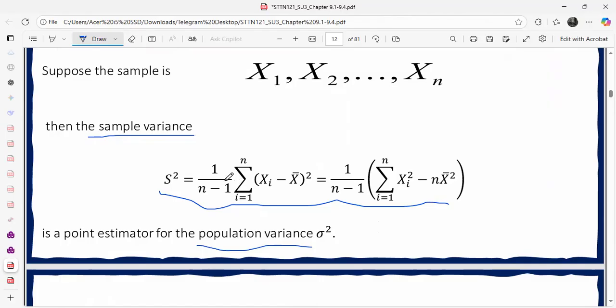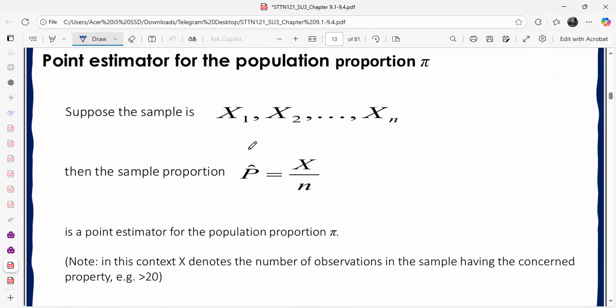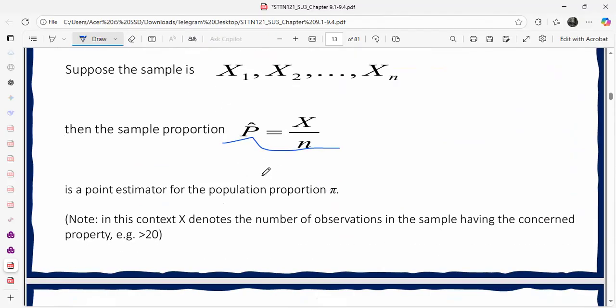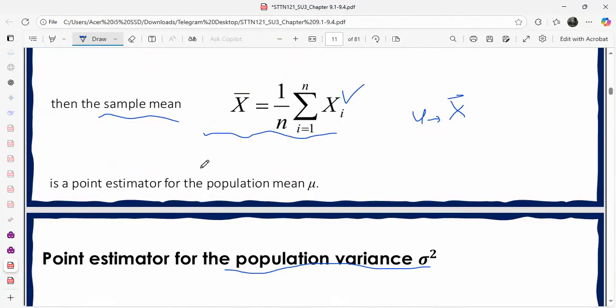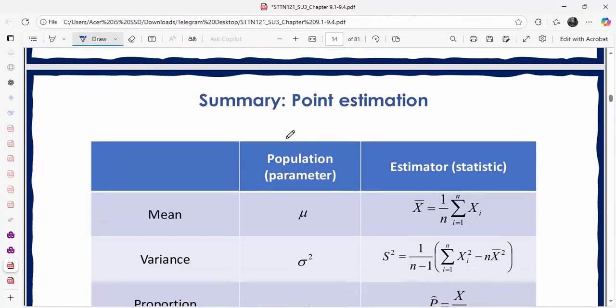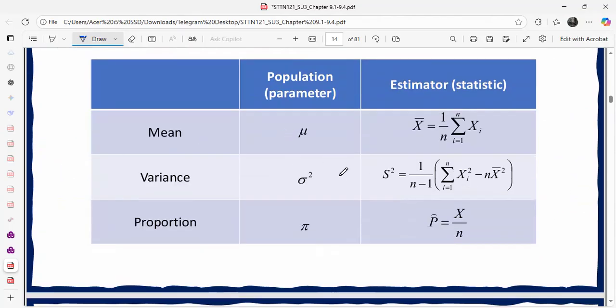Then the point estimator of a population proportion is the sample proportion, which is x divided by n. I'm going to show you how to see that this is x and this is n. When they say calculate the point estimator of the population proportion, use the sample proportion. If they say calculate the point estimator for the population variance, use the method for the sample variance. If they say calculate the point estimator for the population mean, use the method for the sample mean. That's what you do. So this is the summary of the estimators.